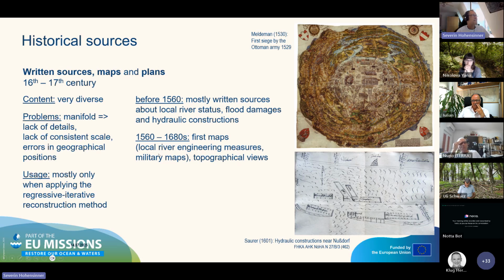So the content here is very diverse, and the problems in using them are manifold. We have a lack of details, lack of consistent scales, errors in geographical positions, and we can use them mostly only by using the regressive iterative reconstruction method, if you go step by step backwards in time. Otherwise, if you wanted to georeference this in the current river landscape, you would have no idea where to put it.